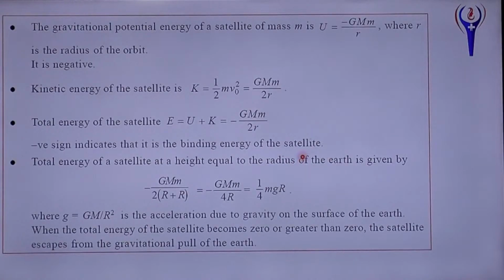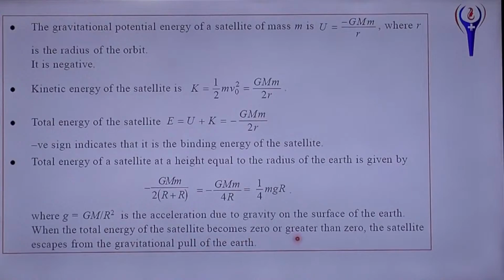Binding energy means attractive force. Total energy of a satellite at a height equal to the radius of the Earth is given by minus GMm by 2 into (R plus R), that is GMm by 4R, equal to 1 by 4 into mgR. And here g equal to GM by R square, that is the acceleration due to gravity on the surface of the Earth. When the total energy of the satellite becomes 0 or greater than 0, the satellite escapes from the gravitational pull of the Earth.